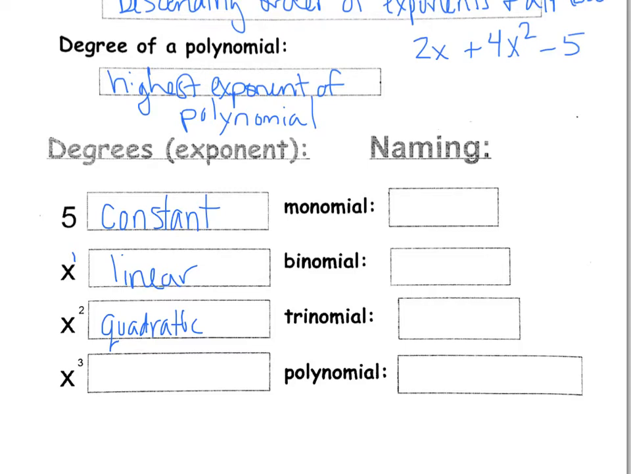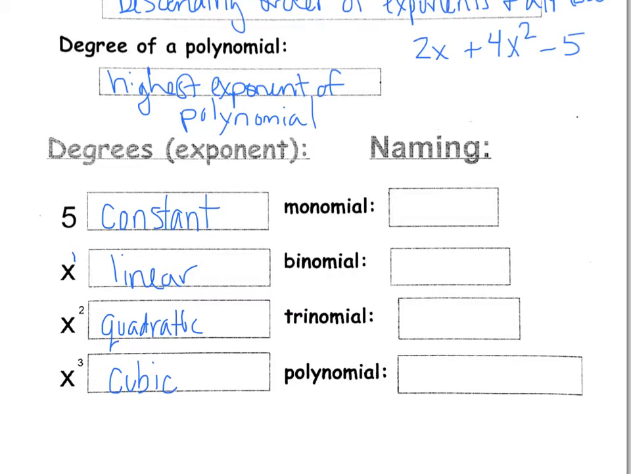And though you might probably never see it in this class, if you have an x to the 3rd, that is called cubic. So we always name it by degree and then the amount of terms. The degree tells us the highest exponent. The name tells us the amount of terms.